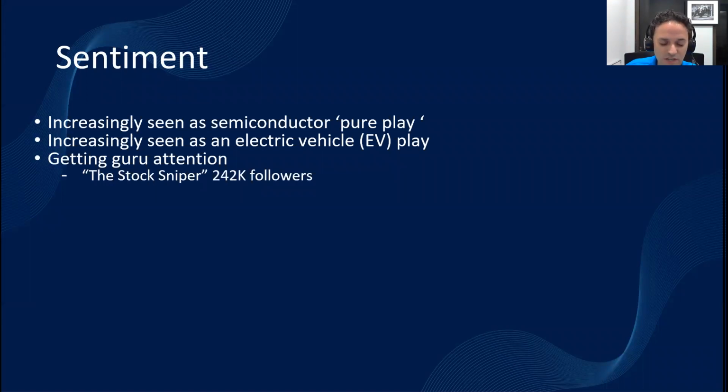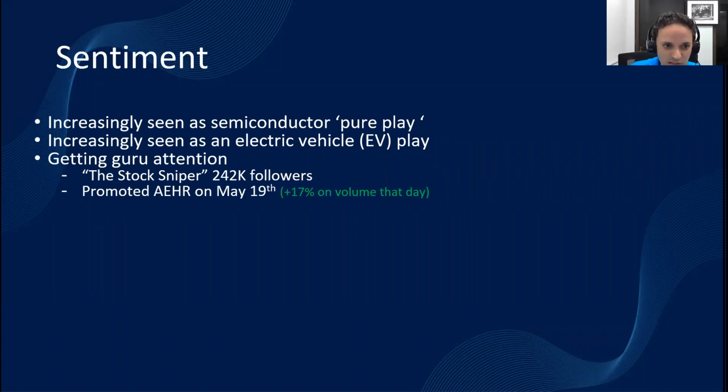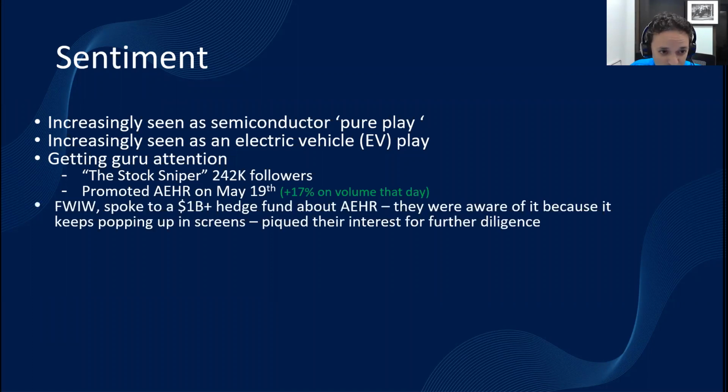So to me, this is something that the traders could pick up on, and in fact, they have, getting guru attention. I didn't do a full review of this, but the stock sniper happens to be someone I follow on Twitter, and he has 242,000 followers, and he was promoting AIR very heavily on May 19th. Now, he came and he went, but I think he might be back, right? On that day, huge volume, stock went up 17%, closed near the high of the day. So these three are important to look at. So that's the sentiment portion.